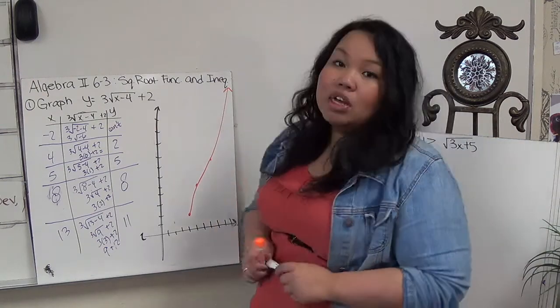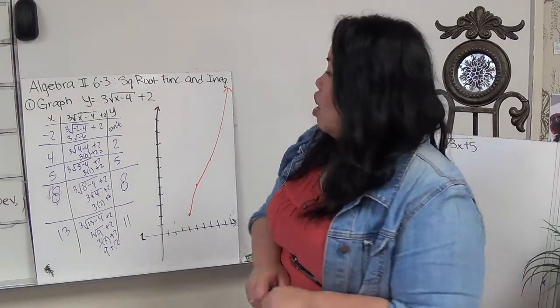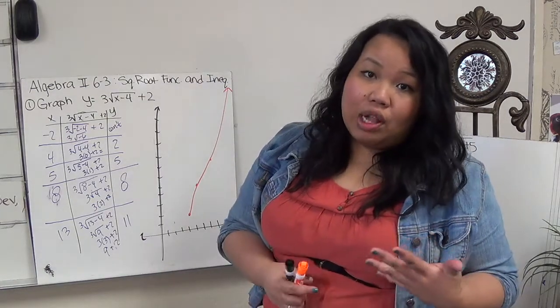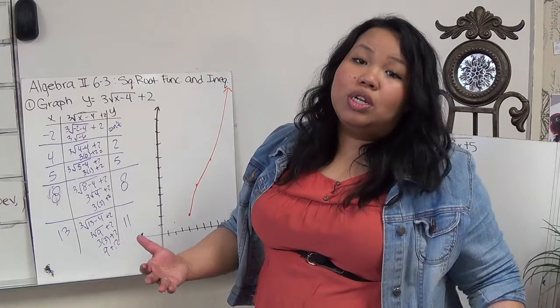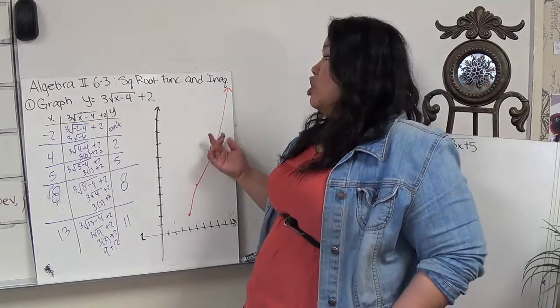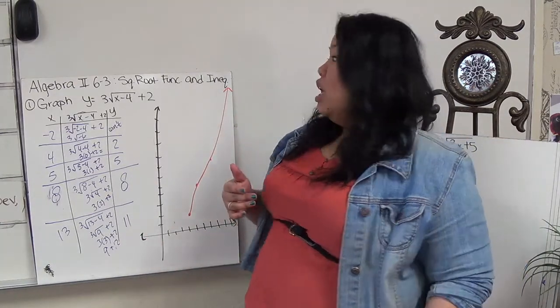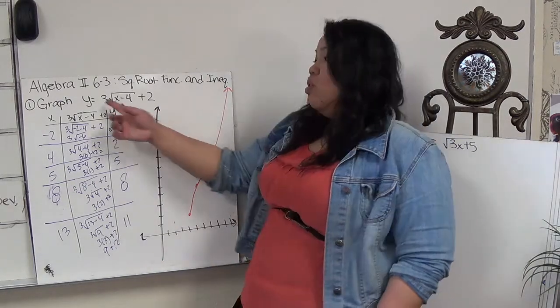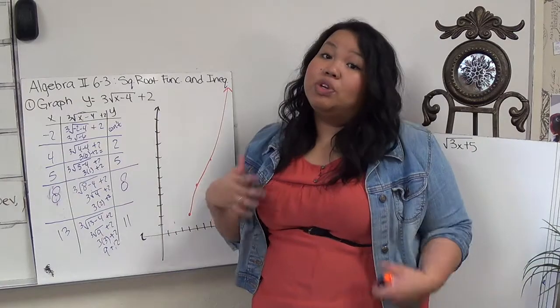So go ahead and pause this and write it down. And then this is all you're going to do, graphing square root functions. The other one you're going to graph has an inequality, so you're going to be doing the exact same thing except you're going to be shading.